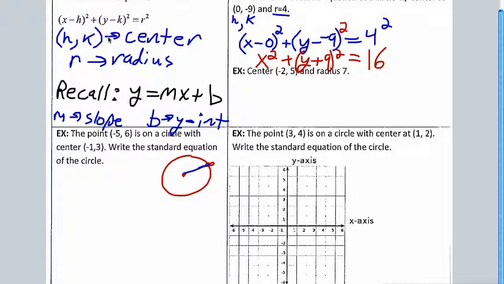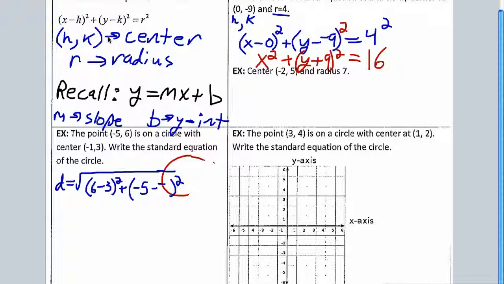So the distance formula is d equals the square root of y2 minus y1 squared plus x2 minus x1 squared. But I'm just going to actually do the problem here. So 6 minus 3 squared plus the x's, negative 5 minus a negative 1 squared. When I simplify that, I'm going to get down to d equals the square root of 9 plus 16, and d is ultimately going to equal 5. So 5 is my radius.